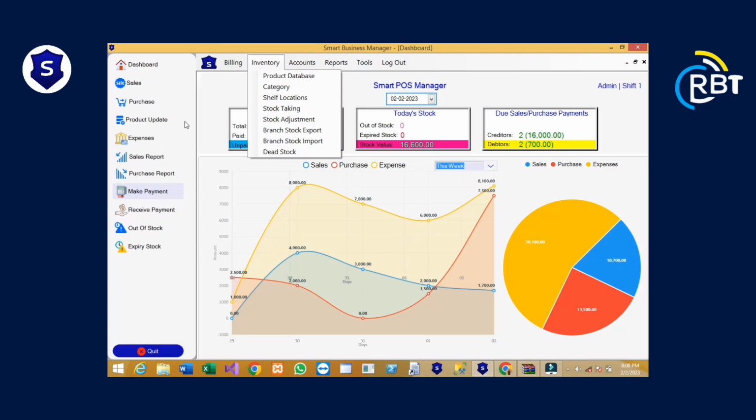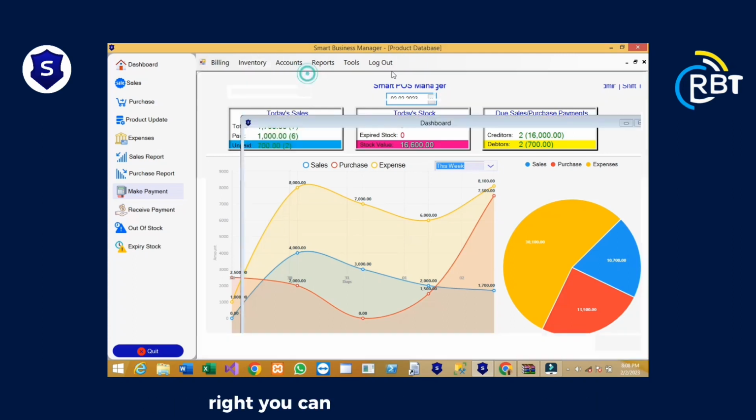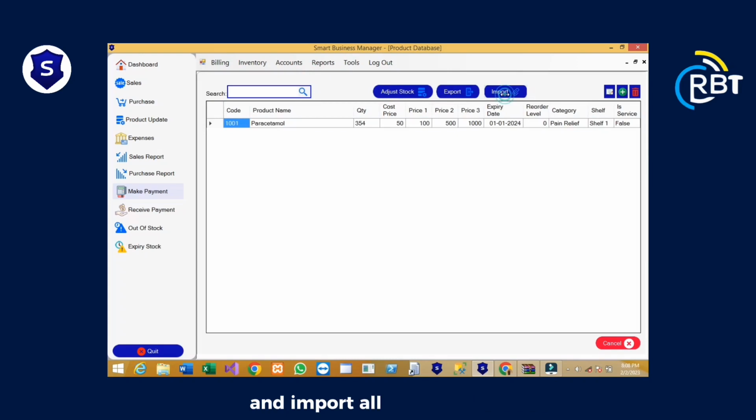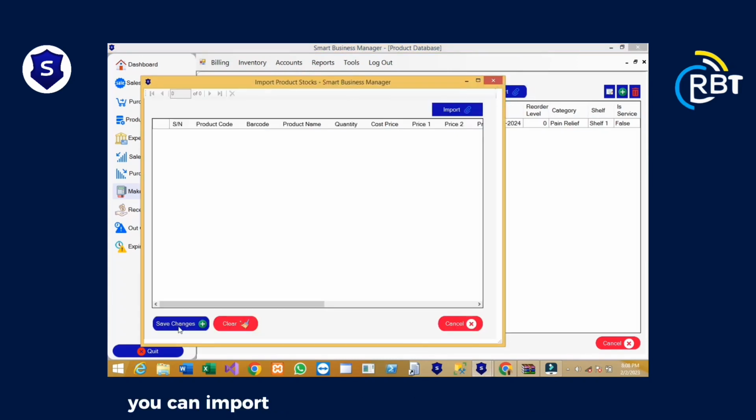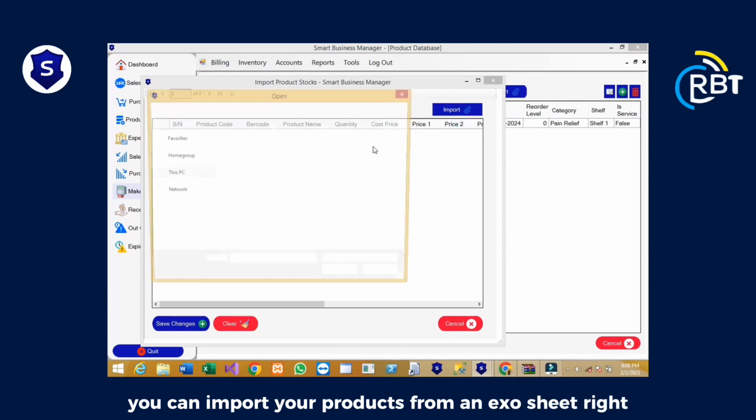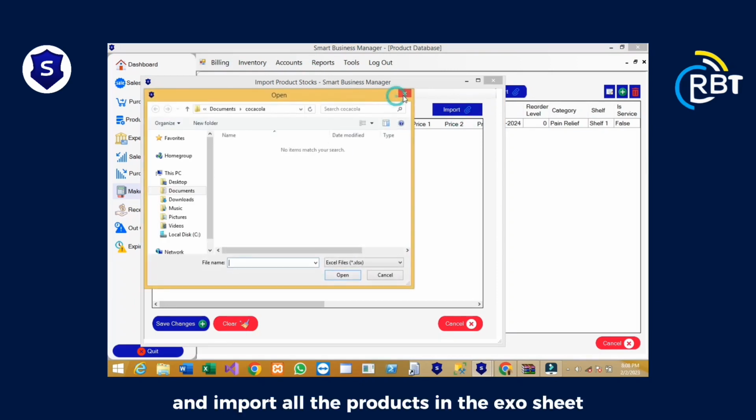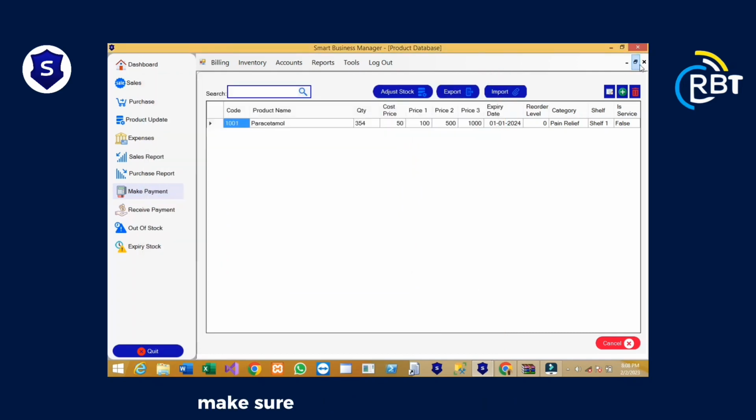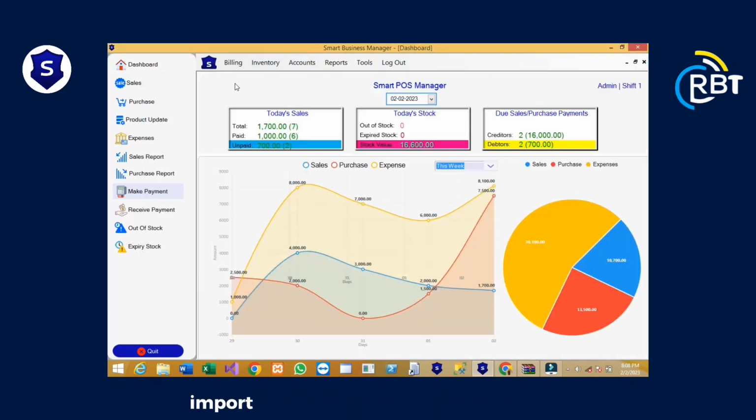Even if you're using a previous software before, all you need to do is just bring in your products, right? You can just come to this place and import all the products. You can import your products from an Excel sheet, right? There's a video on how to make sure you import it correctly. Import all your products into the system. Once it comes into the system, it starts working, right? You put in your prices and all that. There's a video to explain all of that to you.